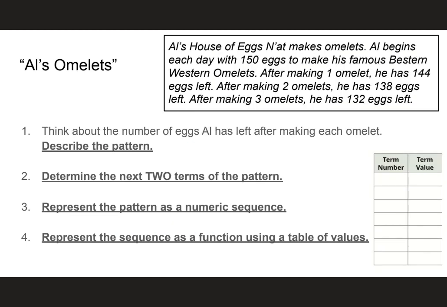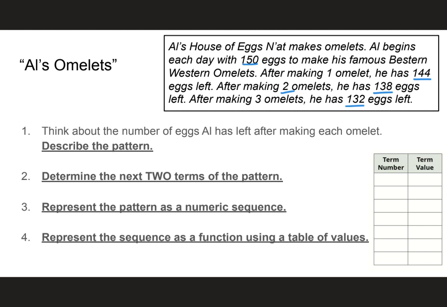All right, this situation says Al's house of eggs makes omelets. Al begins each day with 150 eggs to make his famous best and western omelets. After making 1 omelet, he has 144 eggs left. After making 2 omelets, he has 138 eggs left. After making 3 omelets, he has 132 eggs left. So it says, think about the number of eggs Al has left after making each omelet.